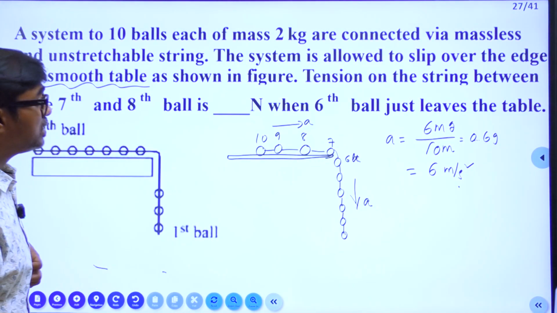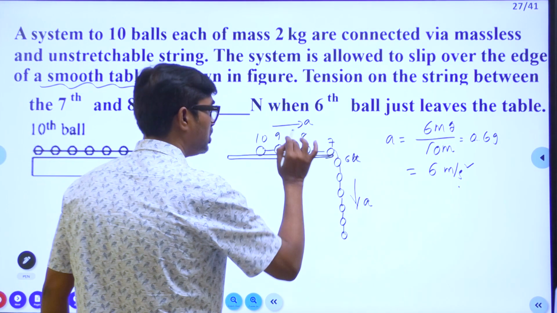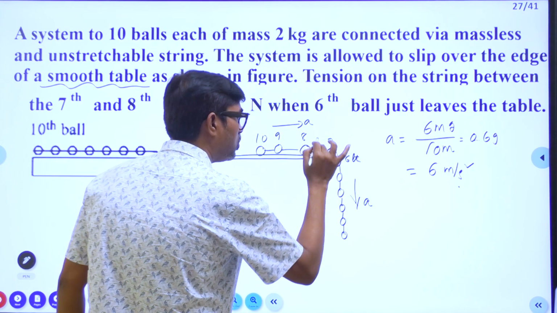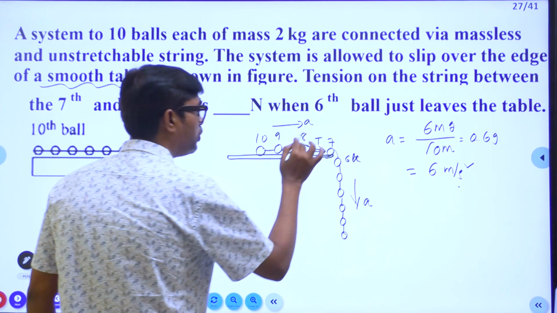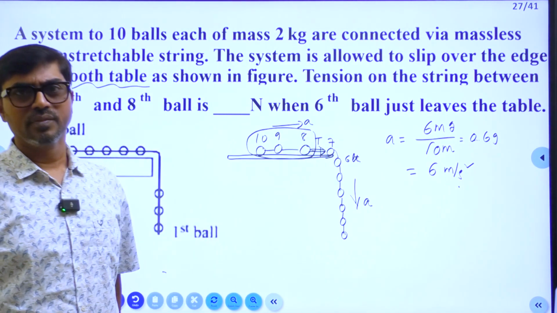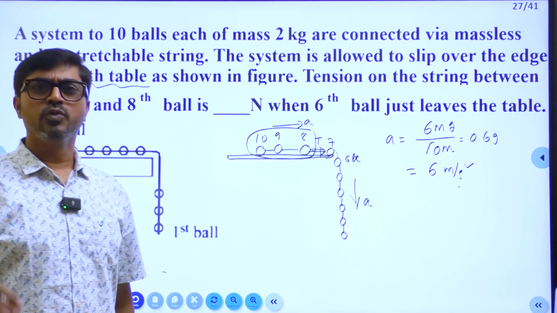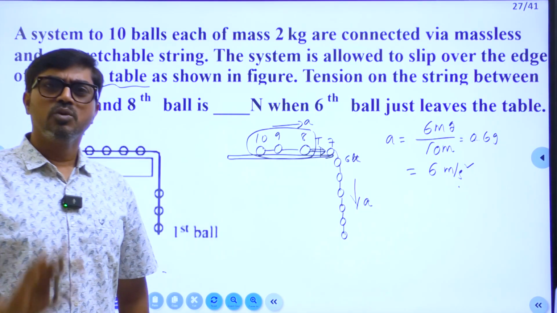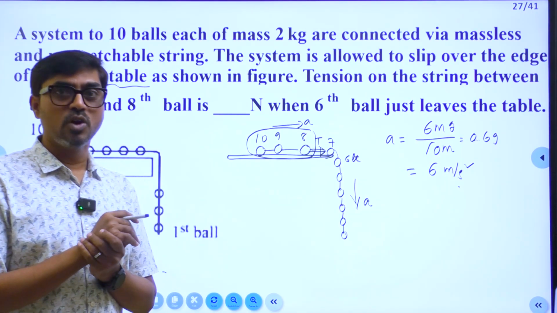They're not asking for the acceleration. They're asking you to find the tension between the 7th ball and the 8th ball. This is the 7th ball, this is the 8th ball. And this is where they're asking you to find the tension. So what I can do is take a free body diagram. Whenever you want to find an unknown force, you have to apply Newton's law. Usually 99.99% of the time, whenever they ask you to find any force, immediately remember you have to use Newton's law. But for you to use Newton's law, you have to take an appropriate free body diagram.